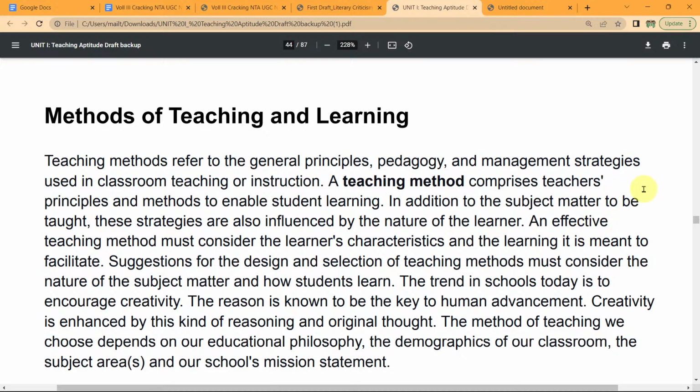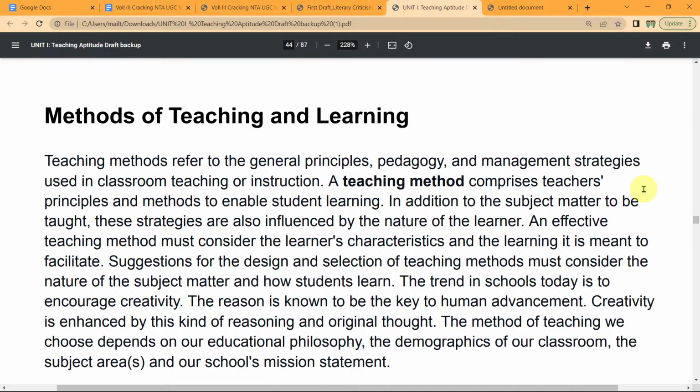Okay, good afternoon, everyone. Today we are going to continue our discussion on teaching aptitude, which is Unit 1. We have previously studied teaching models, teaching theories, and other topics. Today we are going to talk about methods of teaching and learning. That is quite important, and you will get one question from that, which is certain.